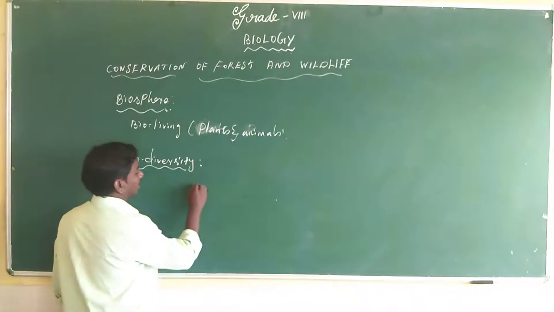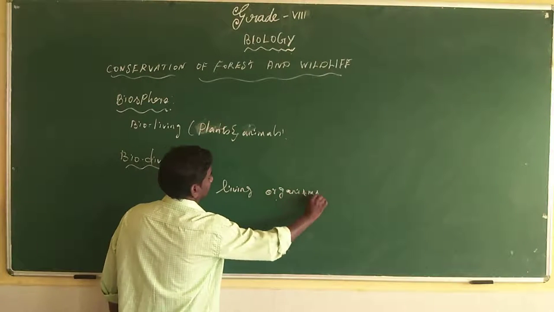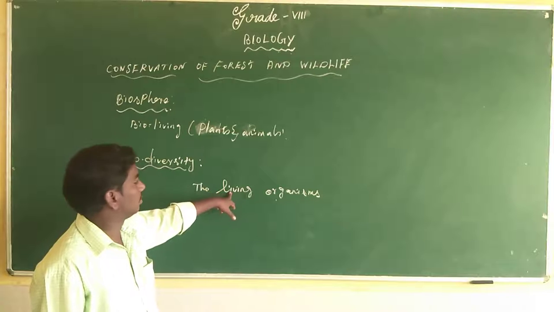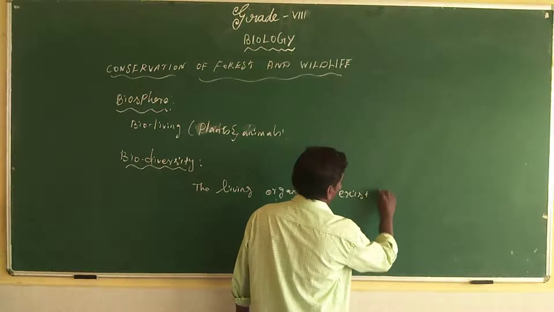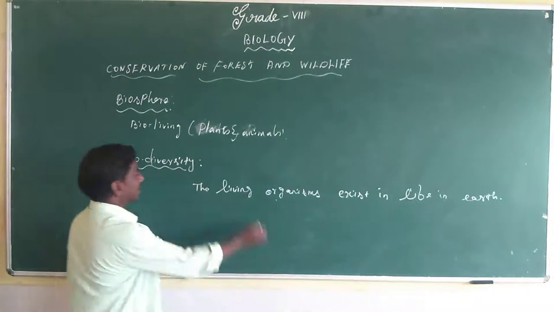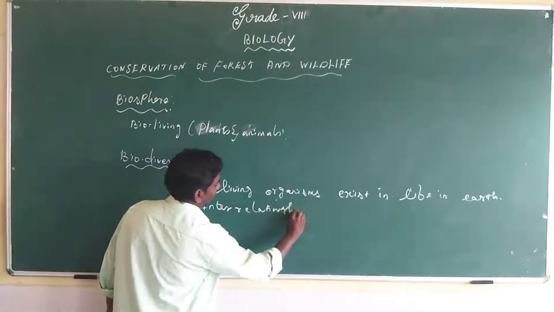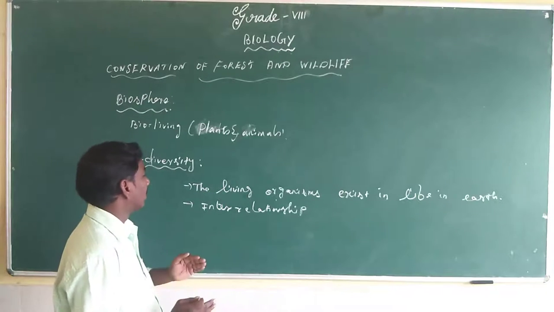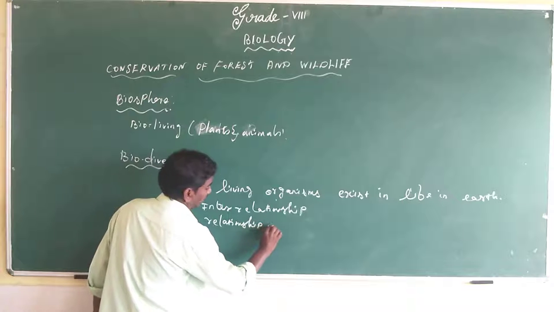So biodiversity is the living organisms. What is the meaning of living organisms? Both plants as well as animals existing in life on the earth. These organisms have an interrelationship between the plants as well as animals, a relationship with the environment.